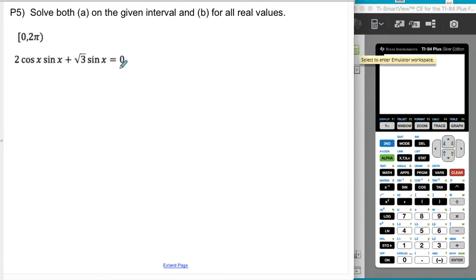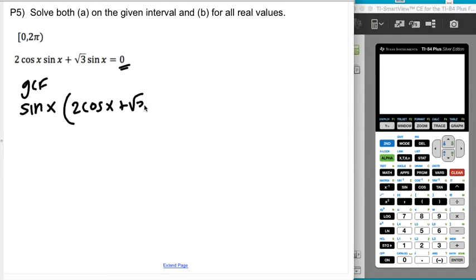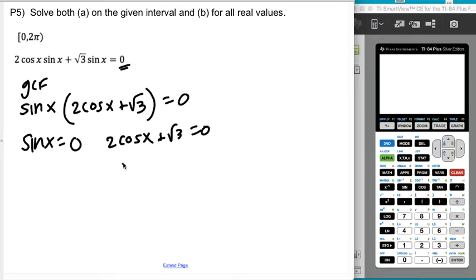Okay, so give this a try. It's the same basic idea. Already one side is 0, which is convenient, yay. I take out the GCF of sine of x, and I'm left with a 2 cosine of x plus root 3. So either sine x is 0, or 2 cosine x plus root 3 is 0, which would be cosine of x is a negative root 3 over 2.